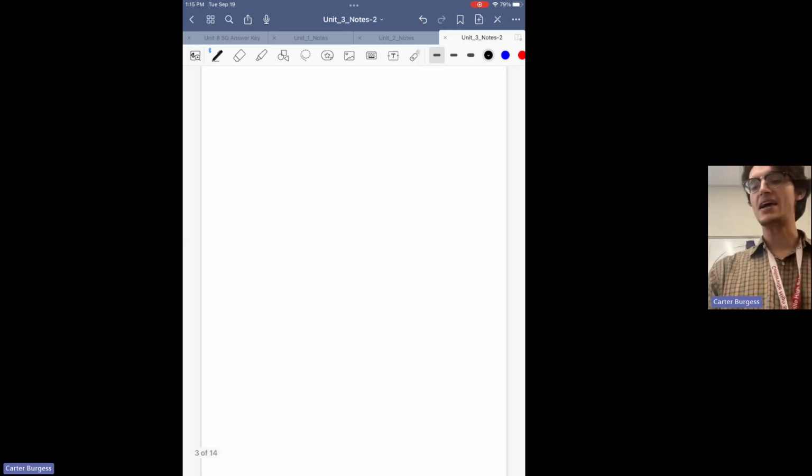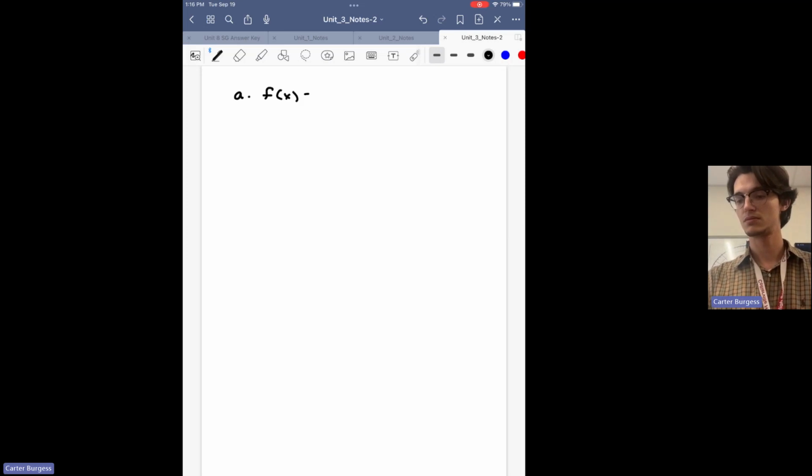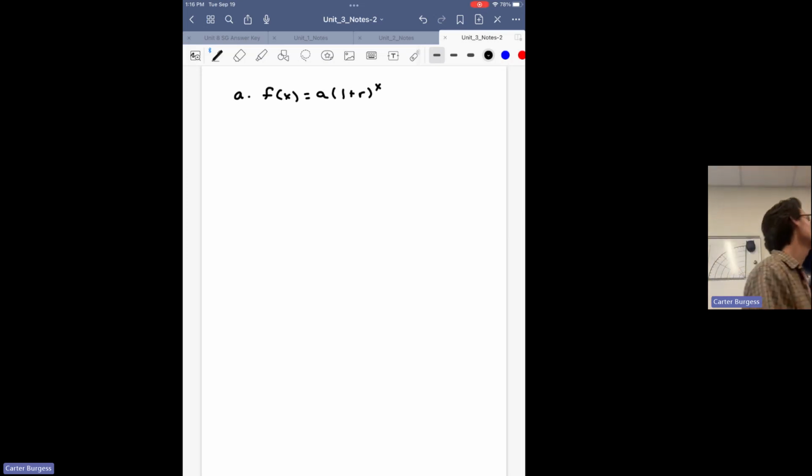All right, so for A, we are trying to figure out the population of whatever these creatures are after a certain number of days. What is the basic generic formula before we start plugging in values? To the power of x. Very nice. In this case, what is our value for r going to be? 0.2. And then what is our value for a? 10. Very good. So this is 10 times 1 plus 0.2.